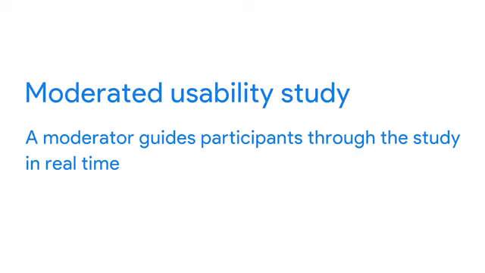Now that we know the basics of usability studies, we'll get into some specifics. There are two types of usability studies, moderated and unmoderated. Let's check them out. In moderated usability studies, a person guides participants through the study in real time. The person who guides participants through the study is known as the moderator. The moderator's goal is to help participants interact with the product and collect their feedback along the way.